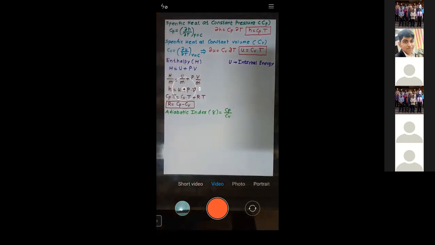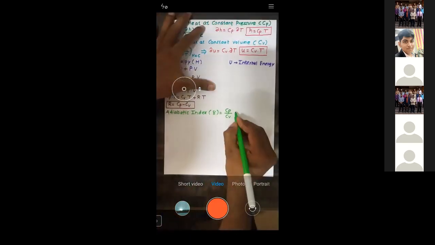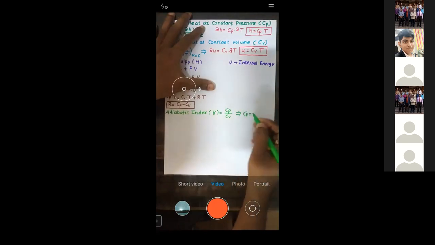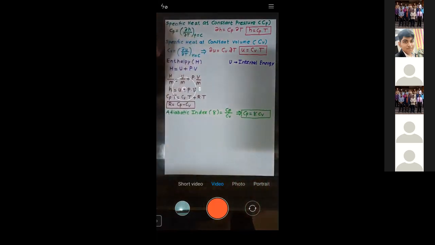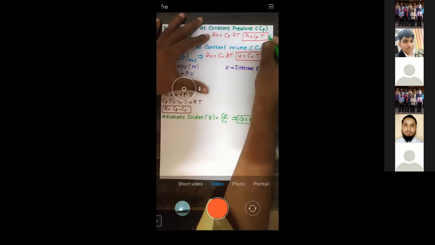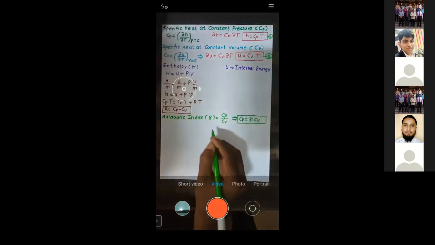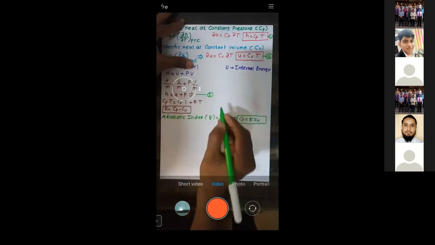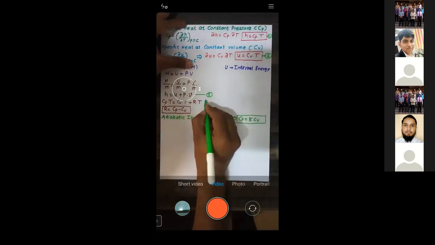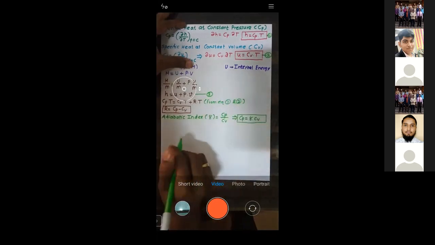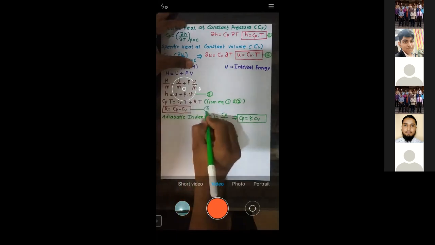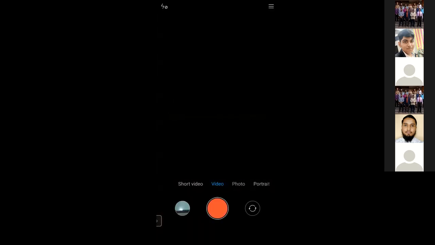Now from this expression, I will write down the value of Cp as gamma into Cv. So this is the value of Cp I have written. Is that okay? Yes or no? Yes, sir. I will call this equation number 1, this is equation number 2, and let this be equation number 3. From equations 1 and 2, let me write this as equation number 4, and let this be 5.